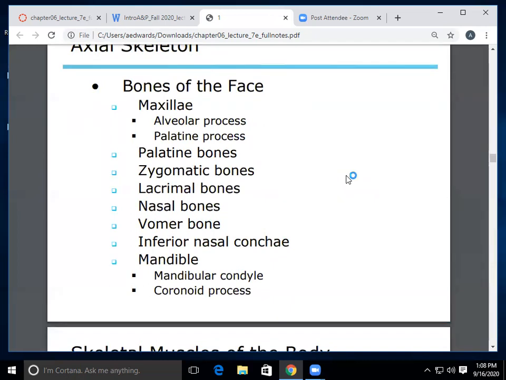So the face, we just covered a lot of this. You have the maxilla, palatine bone, zygomatic bone, lacrimal bone, nasal bone, vomer bone. And you can see the inferior nasal conchae and the mandible, the lower jaw.